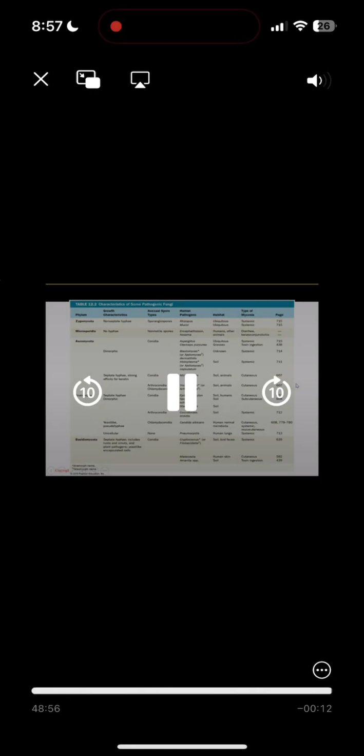All right, so this was the end of fungal diseases. I'm going to stop here, and then I'll start with the next group of pathogens.